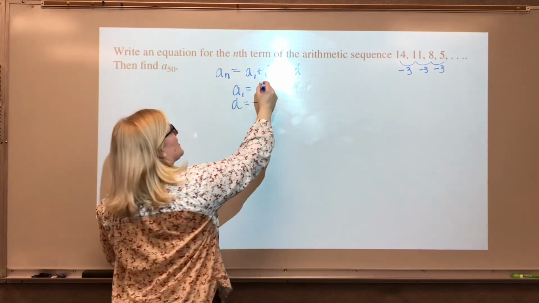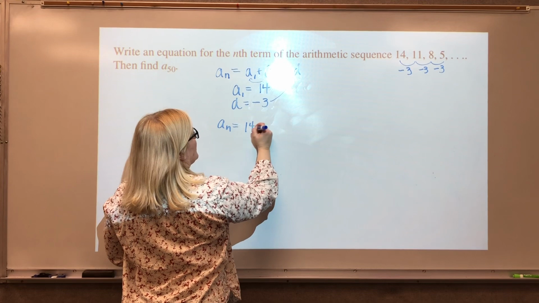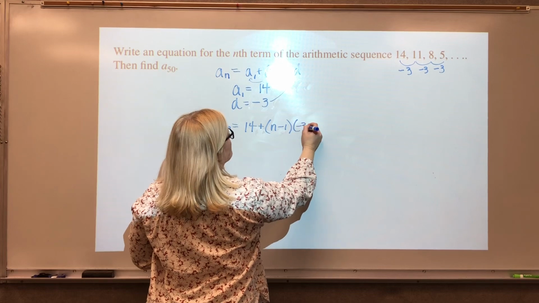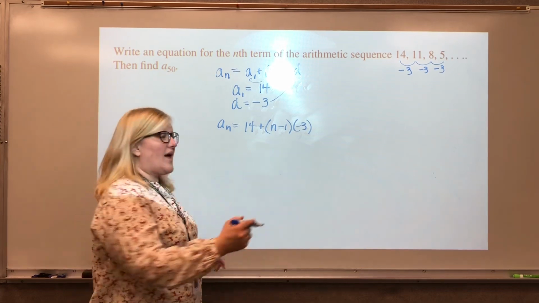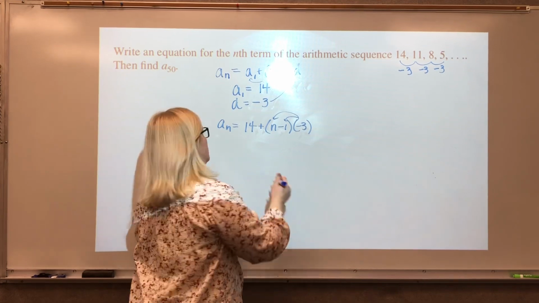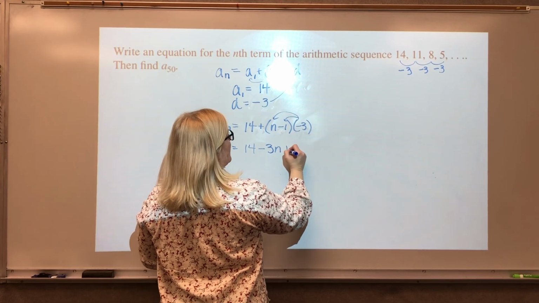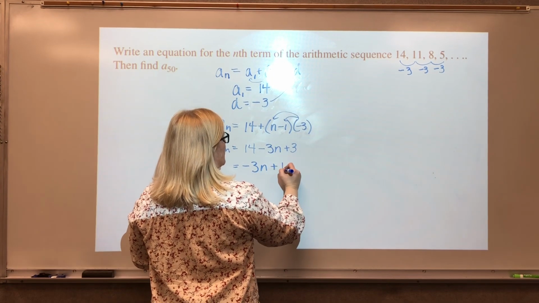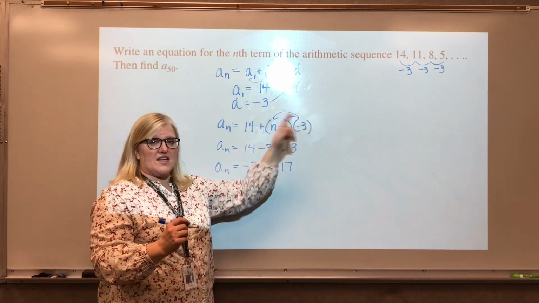So now all I'm doing is plugging these in. So I have a sub n equals 14 plus n minus 1 times -3. So I just plugged in a sub 1 and d. And now I need to simplify. And the way I do that is by distributing and then combining like terms. So a sub n equals 14 minus 3n plus 3. And now I combine like terms and I have minus 3n plus 17. So this is my equation for this arithmetic sequence.